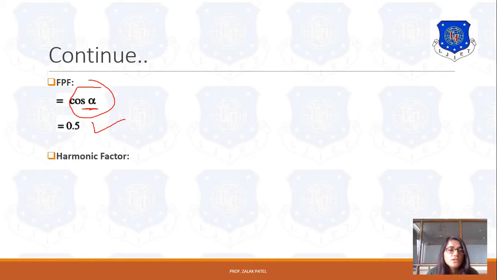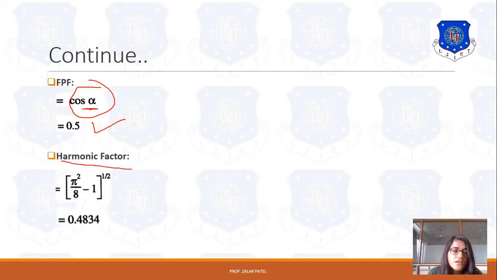Now let's find out another quantity, that is harmonic factor HF. If you remember the analysis of the full converter, then you have the idea that harmonic factor is a fixed value for full converter. So you can directly write that down, or you can also show some calculation, like it is (pi square by 8 minus 1) raised to 1 by 2, and if you simplify it, it will be 0.4834. You can also directly write down this harmonic factor for full converter. No need to write down this equation.